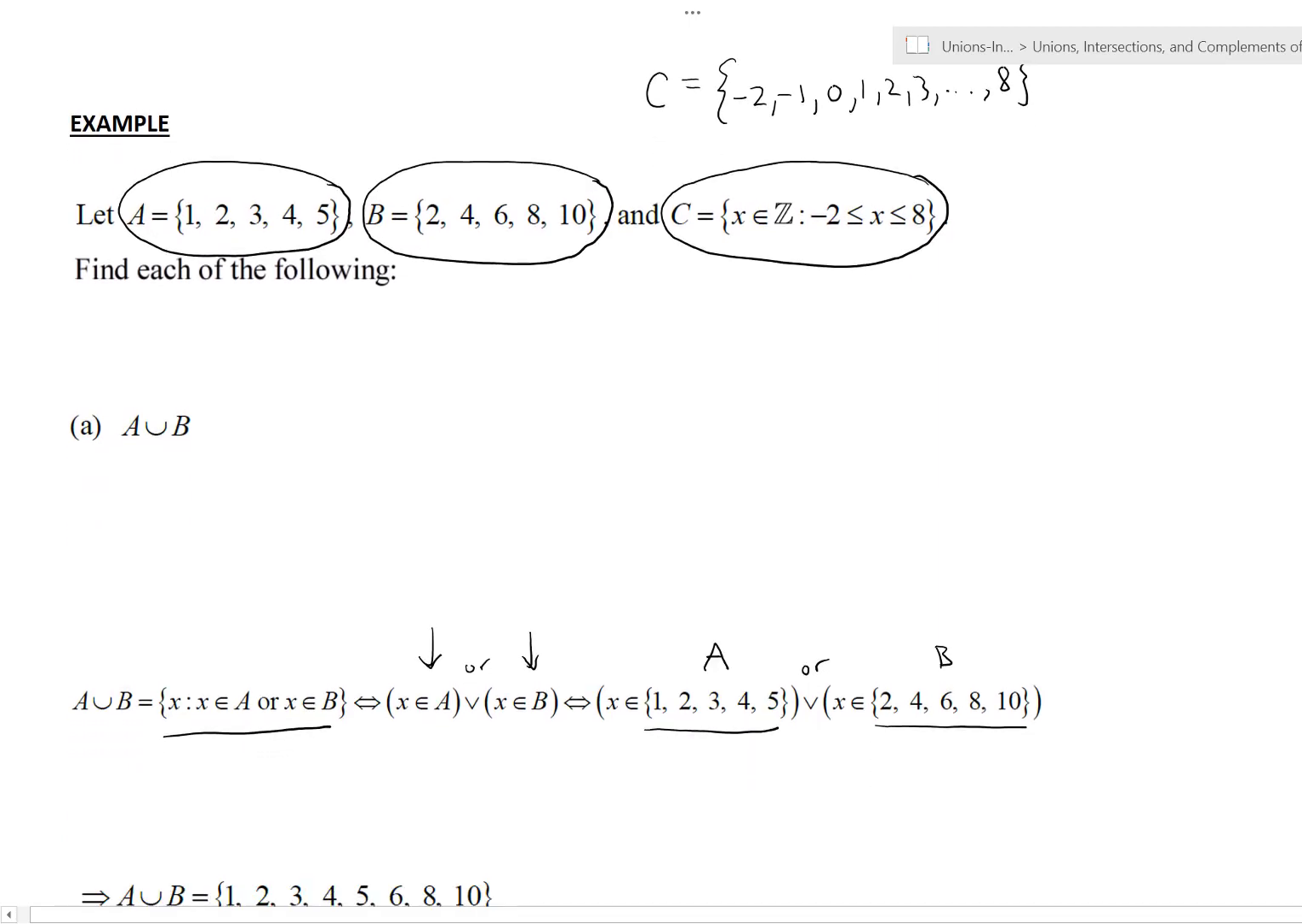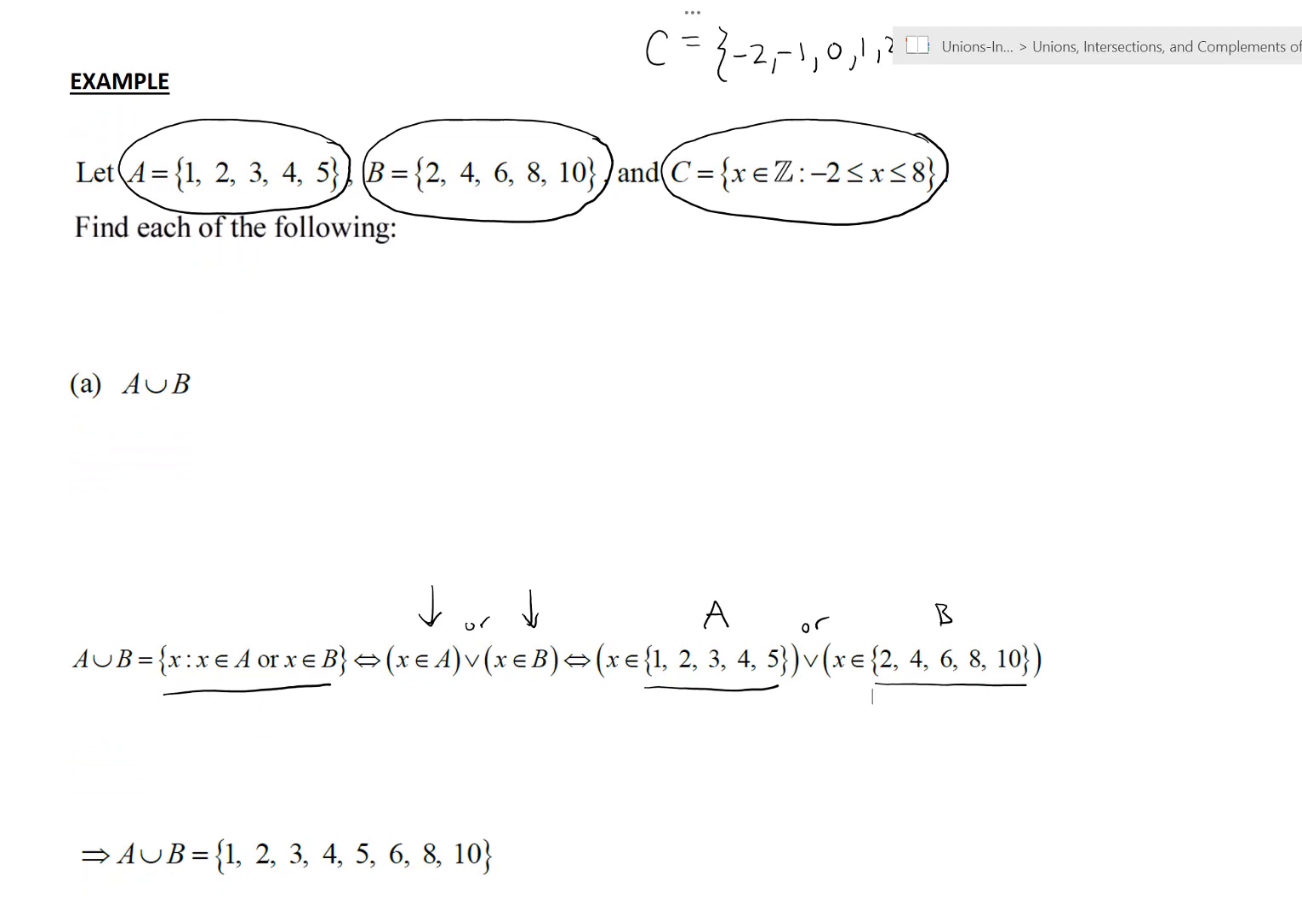So we just have to find all the different elements that we see out of those sets. What is it? There's a 1. There's a 2. Notice that 2 occurs in both A and B. There's a 3 coming from A. There's a 4 common to both of the sets. There's a 5. And then there's a 6, 8, and a 10. The union of A and B in this situation.